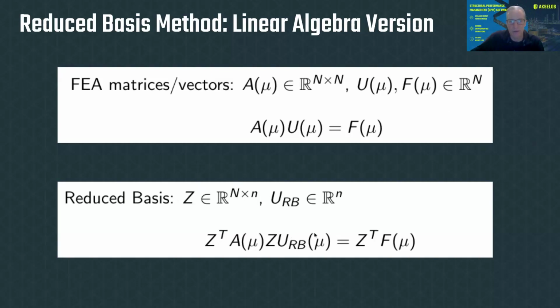So now your solution vector is only little n because you've got this z change of basis operator, which comes into the system. So you can see, in terms of linear algebra, it's a very natural formulation: z transpose A z and z transpose f, but everything else is the same. So hopefully that gives an idea of what we mean by reduced basis method. It's really just a change of basis to a reduced set of basis functions.